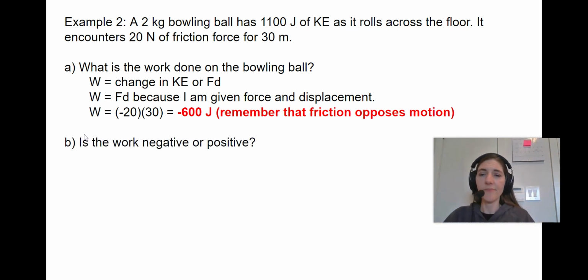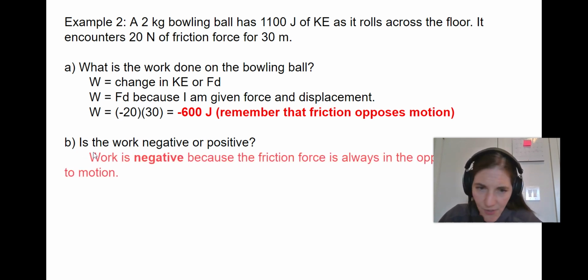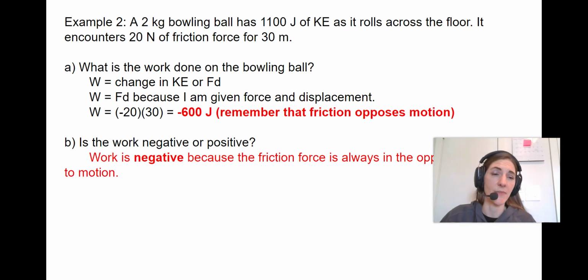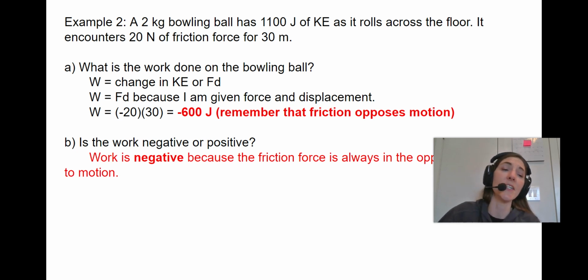Now, is the work negative or positive? Well, this one's a pretty easy one. We just showed it was negative. It's negative because the friction force itself opposes motion. And in the end, I'm going to be removing energy from the system. It's going to turn into thermal energy, because anytime there's friction involved, some of that energy converts to thermal energy. So the energy I'm taking from the system is going to convert into thermal energy that leaves the system.